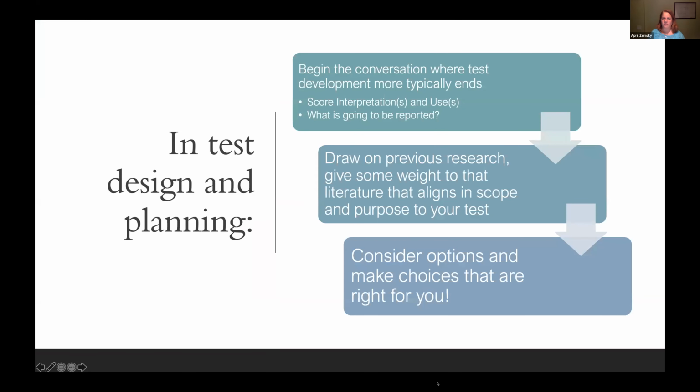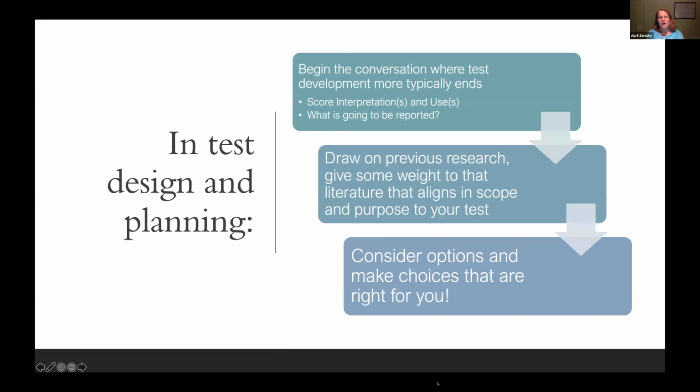You know, begin the conversation where test development more typically ends, I think. Oftentimes we think about score interpretation and use and score reporting at the end of things. I think this is probably not revolutionary, but it should be the first part of the conversation. What's going to be reported? How do we do that? Look at the previous research, give some weight to literature that's operating in the space that you're in.